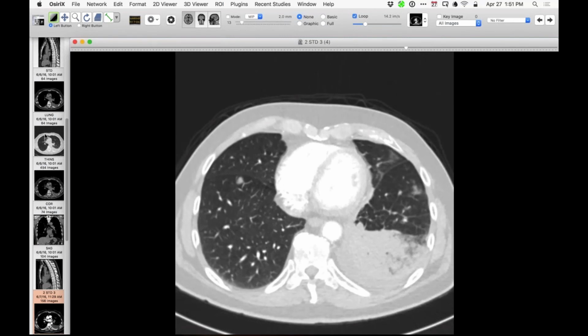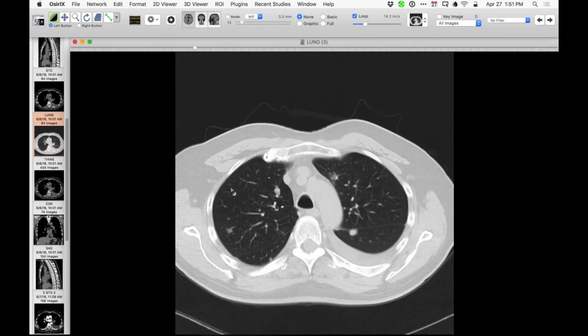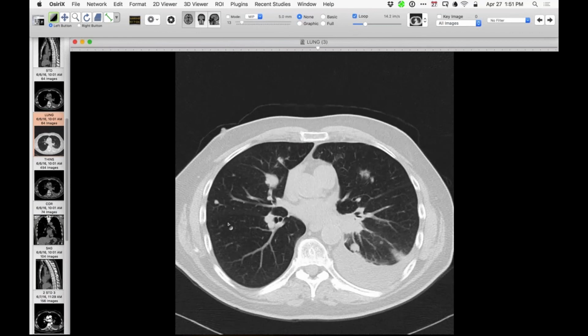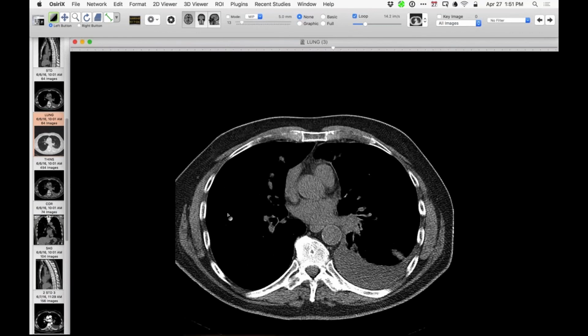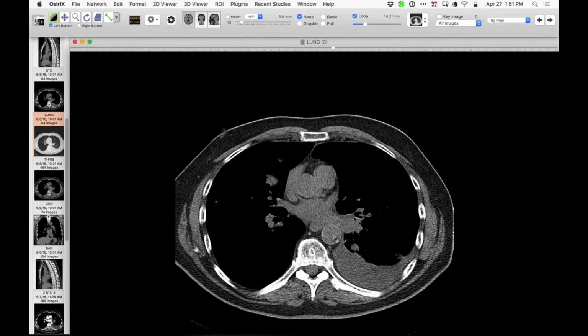And it is new from before. So this is last year in June. He has metastatic disease, but it has progressed substantially. This is a non-contrast. You wonder if there was some tumor there before, of course, yeah.